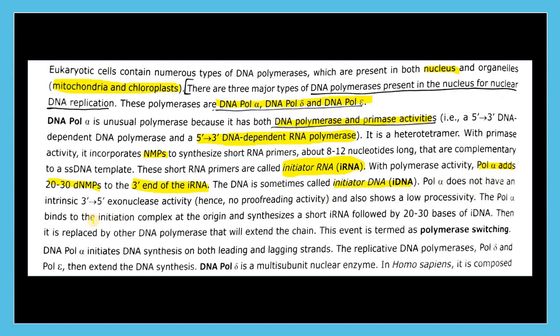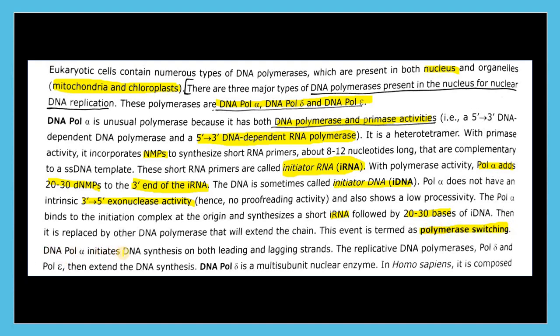Now pol alpha does not have an intrinsic proofreading, that is 3' to 5' exonuclease activity, and it also has low processivity. So pol alpha binds to the initiation complex at the origin and synthesizes the short initiator RNA followed by 20 to 30 bases of initiator DNA. Then it is replaced by other DNA polymerases to extend the chain. So once pol alpha's job is done, it is replaced with pol delta or epsilon, and extension occurs. This replacing is called polymerase switching.